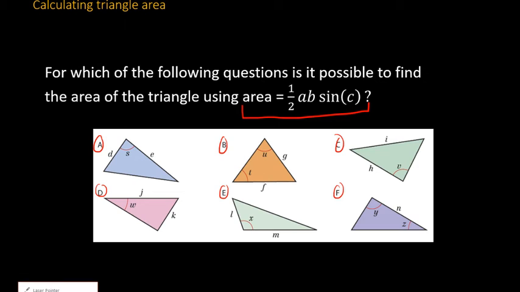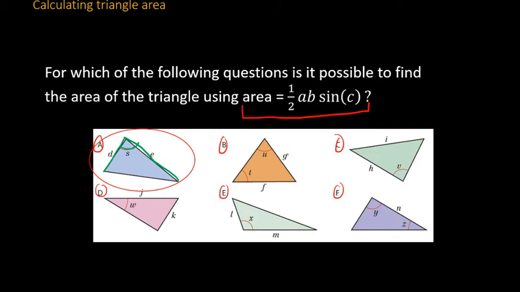So let's go through this. We're given side D, we're given side E, and we're given this angle. Is that the included angle? Yes. And so in fact we could solve that triangle given that information. If they told us what D, E, and S were, we could solve using that formula.